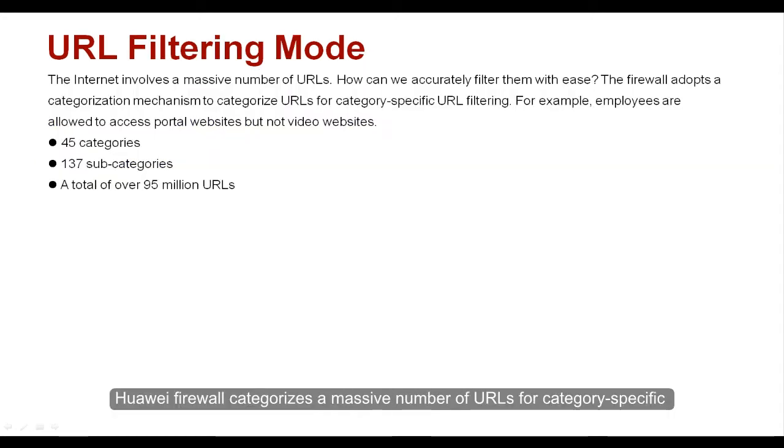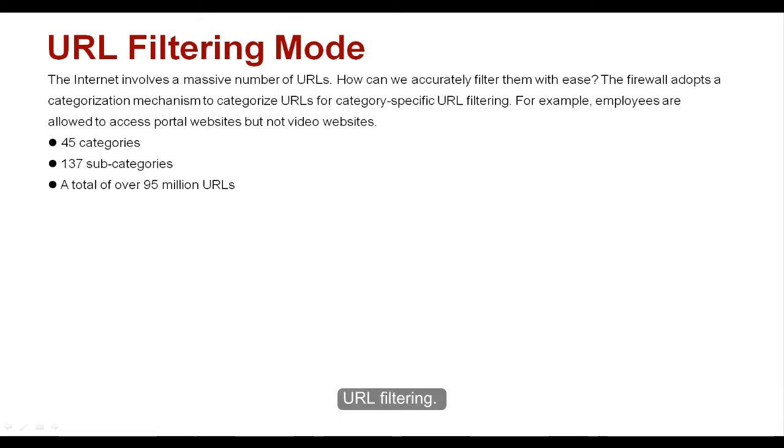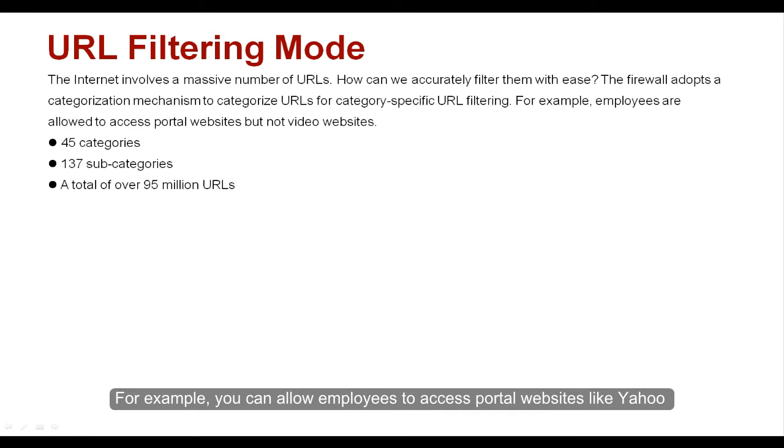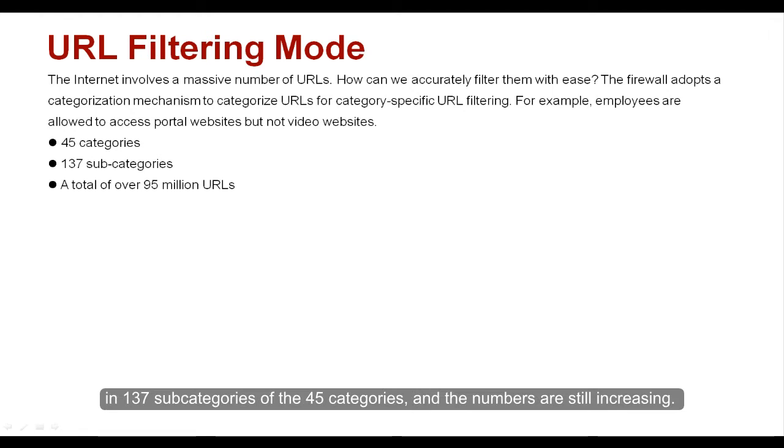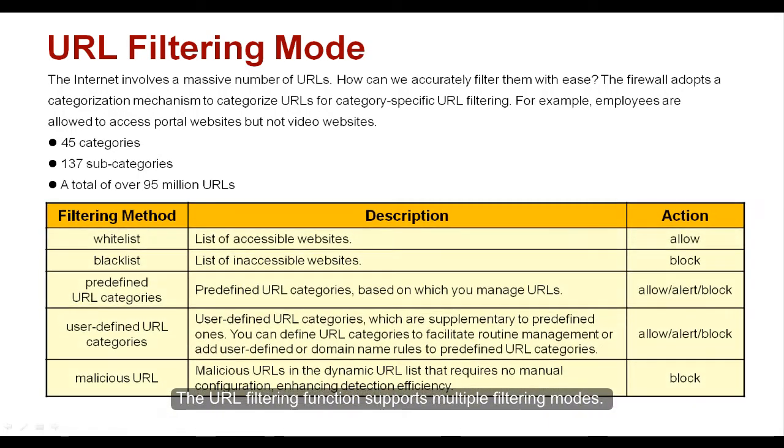Huawei Firewall categorizes a massive number of URLs for category-specific URL filtering. For example, you can allow employees to access portal websites like Yahoo, but not video websites like YouTube. Currently, Huawei Firewall contains more than 95 million URLs, in 137 subcategories of the 45 categories, and the numbers are still increasing. The URL filtering function supports multiple filtering modes. To simplify the description, we hereby use URL rules to refer to both types of them, unless otherwise specified.